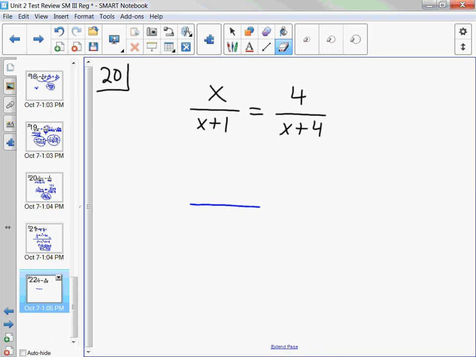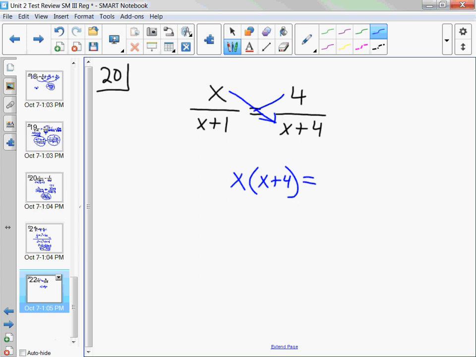You know what? I showed you guys the fast method of doing this. Whenever there's a single fraction on each side, you can just cross multiply. x times x plus 4 is equal to 4 times x plus 1. It's the same thing as if I multiply both sides by the least common denominator, which is x plus 1 times x plus 4. If I distribute, I get x squared plus 4x. If I distribute on the right side, I get 4x plus 4.